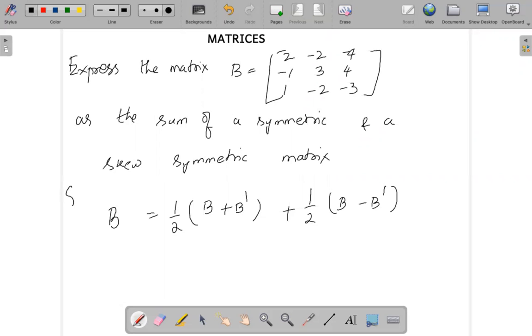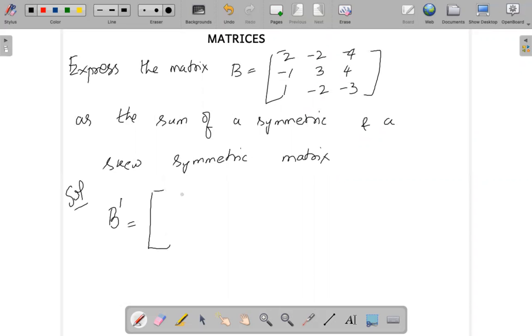So let us express this as the sum of a symmetric and a skew symmetric matrix. By the theorem, any square matrix can be expressed as the sum of a symmetric and a skew symmetric matrix. We can write that as B is equal to half of B plus B prime, plus half of B minus B prime. So let us find B prime. Please tell me what is B prime now?